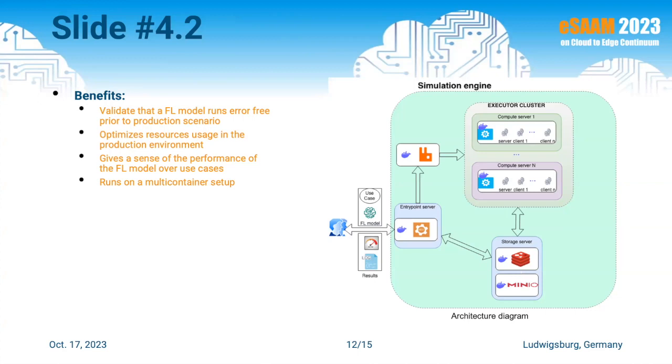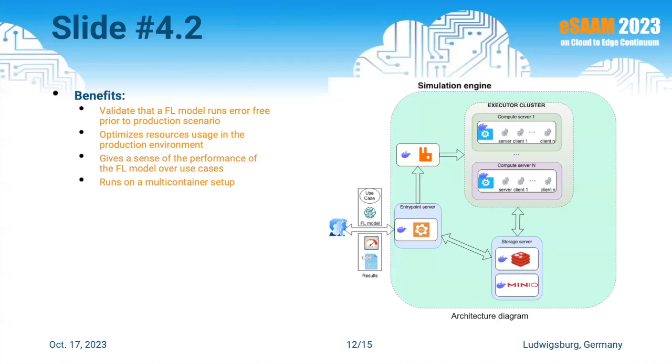Also, it gives a sense of the performance of the model across different use cases that can be defined in an ad hoc manner. And also that it runs on a multi-container setup. It can be deployed anywhere because this is the way that virtualization and containerization works. And on the right, we can find, let's say, an architectural diagram.